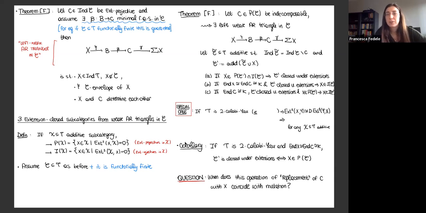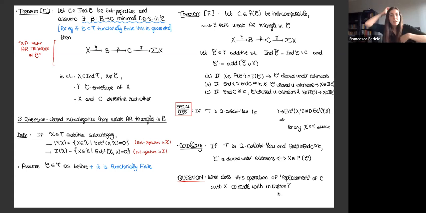Then a corollary of the theorem says that if T is Calabi-Yau, and you also know this extra property that the endomorphism rings of X and C are one-dimensional over the ground field, then C prime is closed under extension if and only if X is Ext-projective in the new subcategory, which also means X is Ext-injective in the new subcategory, because as I just said, Ext-projective and Ext-injective coincide in this case. But yeah, this endomorphism ring condition is still important.